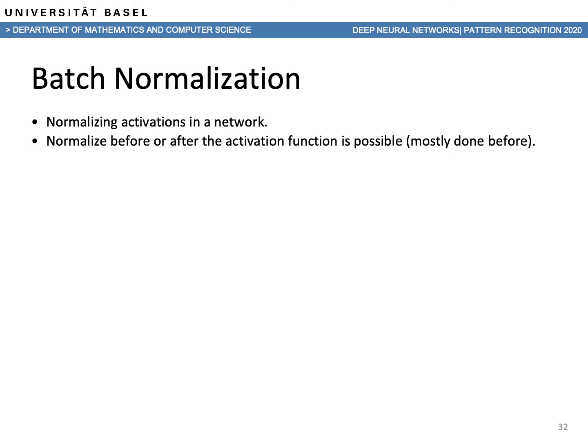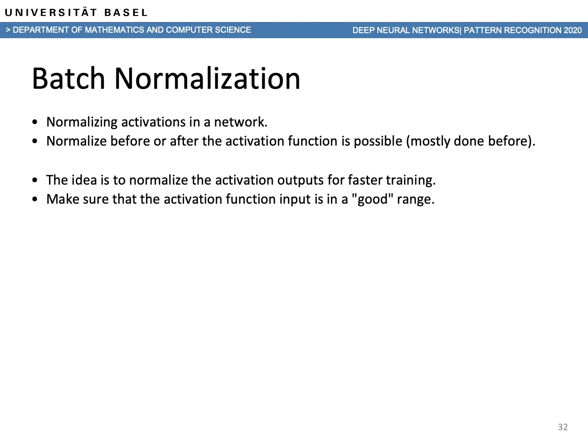And I'm also not sure if it makes that much of a difference if you do it before or after. So the idea is to normalize the activation outputs for faster training. So also to have all the values before the activation function be in a nice standard normal range. This is to be sure that the activation function input is in a good range. For instance, especially if you use something other than sigmoid activation functions, then it's really important that you are close to 0 to have gradients that are actually meaningful.